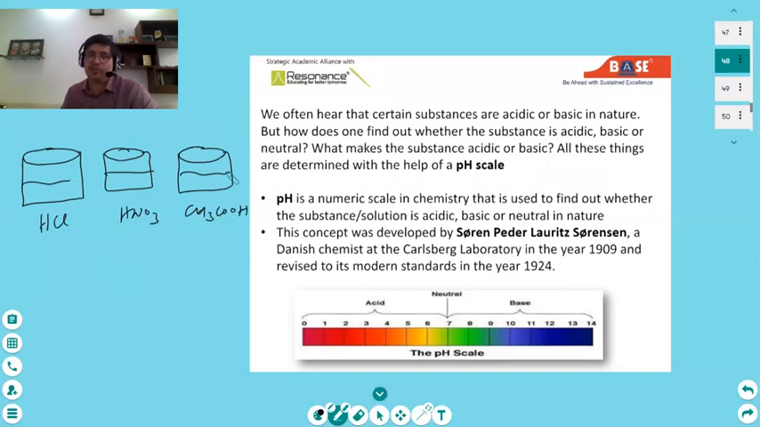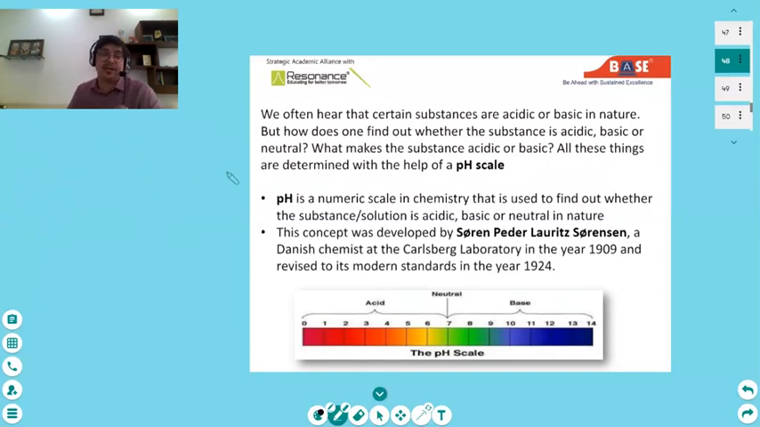To differentiate strong acid, weak acid, strong base, weak base, we cannot use litmus paper because color cannot tell you whether it is strong or weak. It will just tell if it is an acid or base. We need a scale, that is the pH scale. That is the significance of pH. We often hear that certain substances are acidic or basic in nature. But how does one find out that the substance is acidic, basic, or neutral? You use pH, litmus, strip. What makes the substance acidic and basic? H plus and OH minus. All these things are determined with the pH scale.